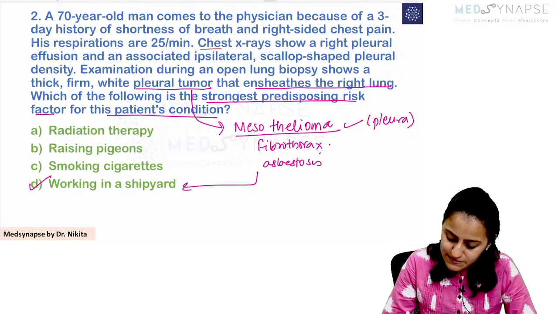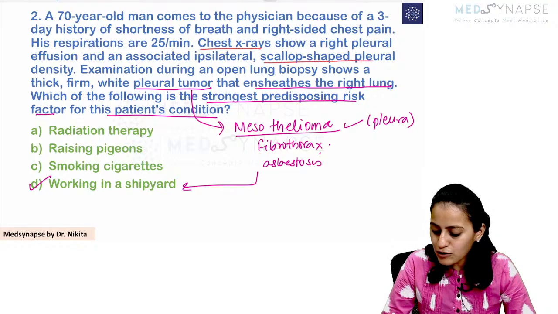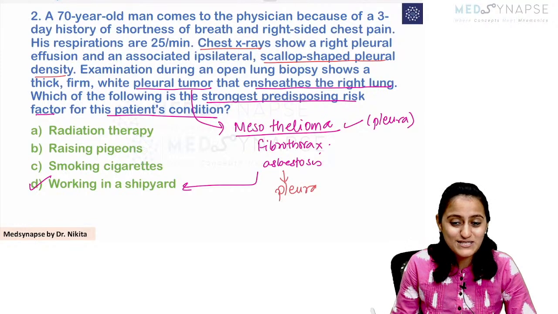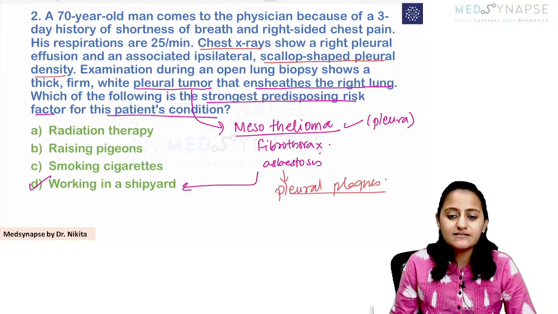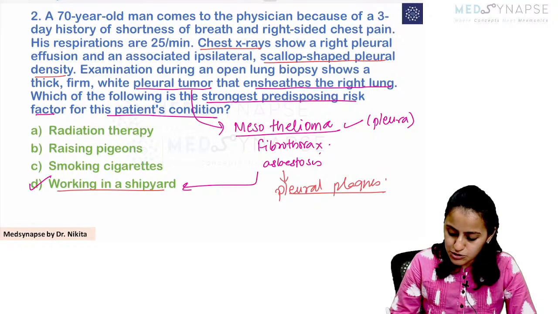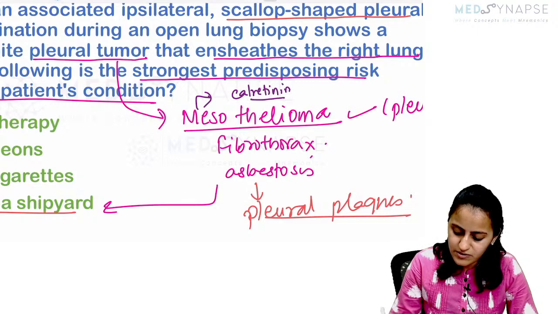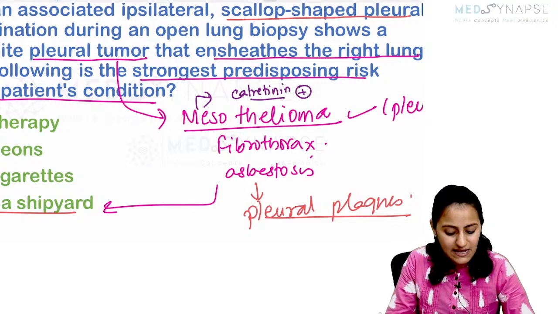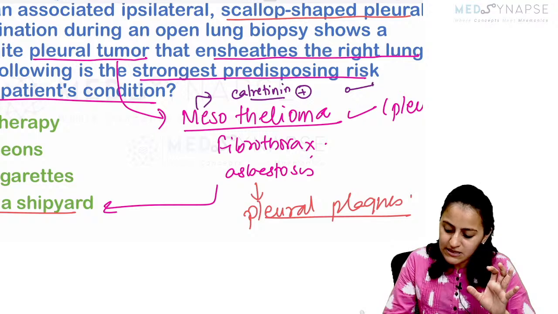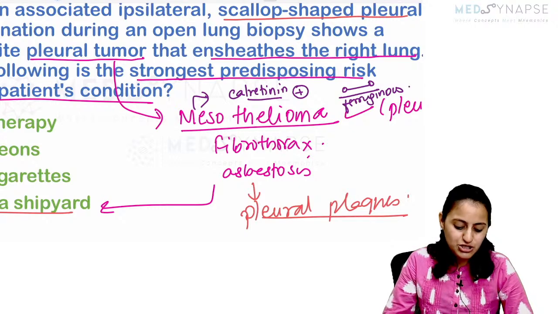So, you can also see that it's mentioned that chest x-ray shows a right pleural effusion and associated ipsilateral scallop-shaped pleural density. Basically, the most common radiological finding in asbestosis are pleural plaques. So, shipyard is important here. What is the tumor marker for mesothelioma? Remember, the tumor marker is calretinin. It is calretinin positive. Yes, asbestos bodies, ferruginous bodies, dumbbell shaped is what you see in asbestosis.